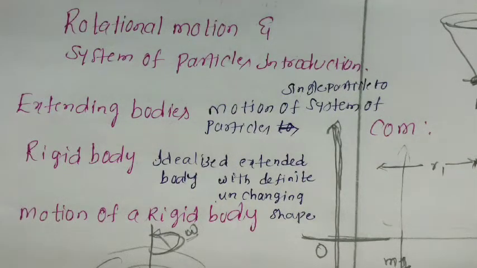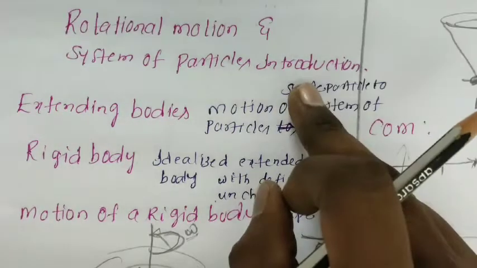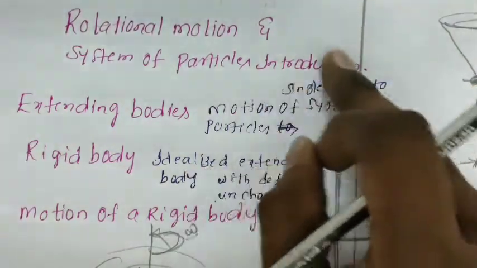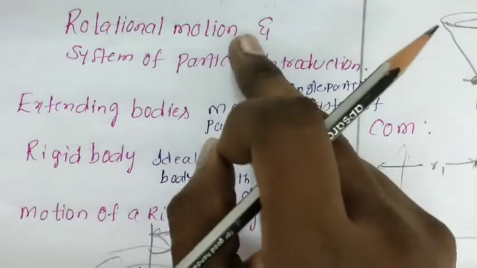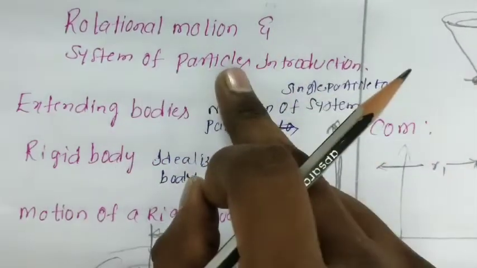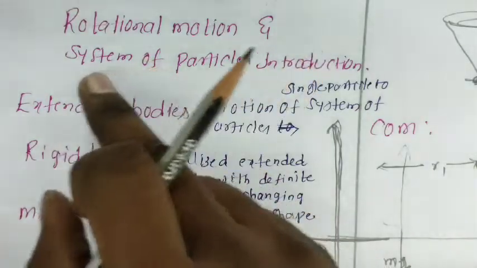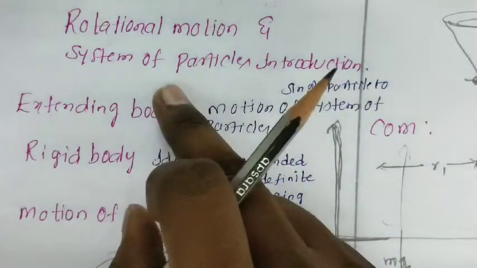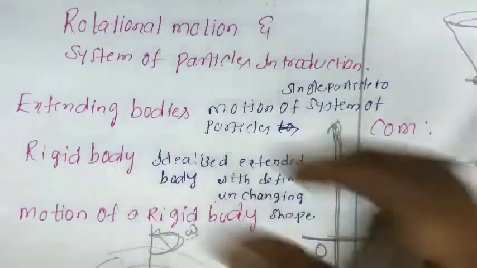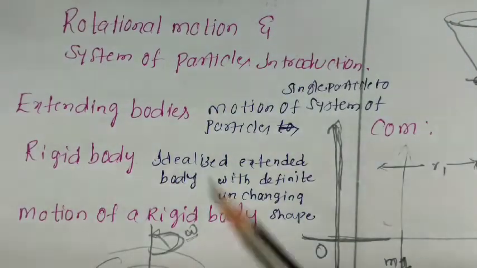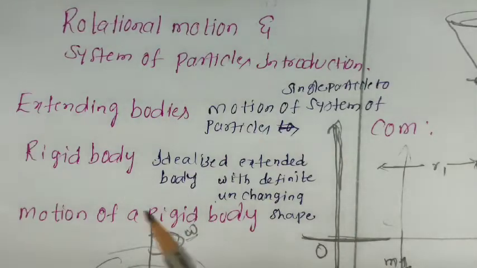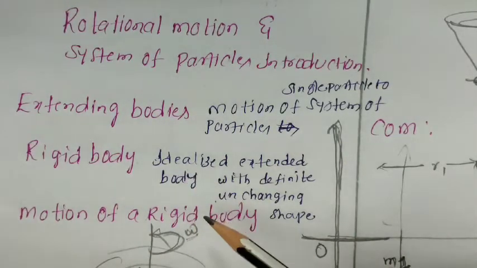Hi friends, today we are going to discuss rotational motion and system of particles. Just an introduction. Before going to that, we have to know what is meant by rotational motion and system of particles. Any body consists of so many particles. All those particles together we call an extended body.